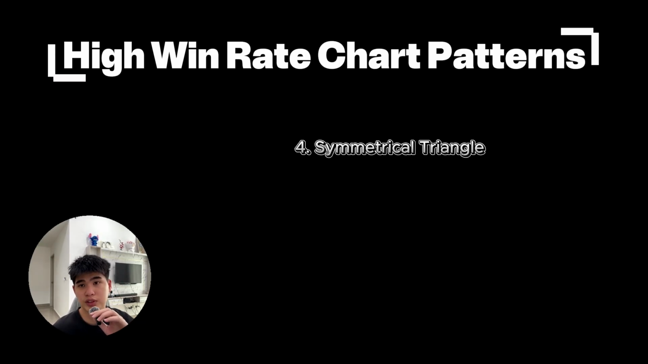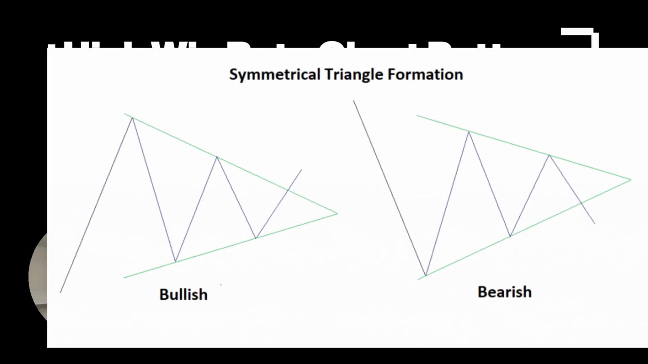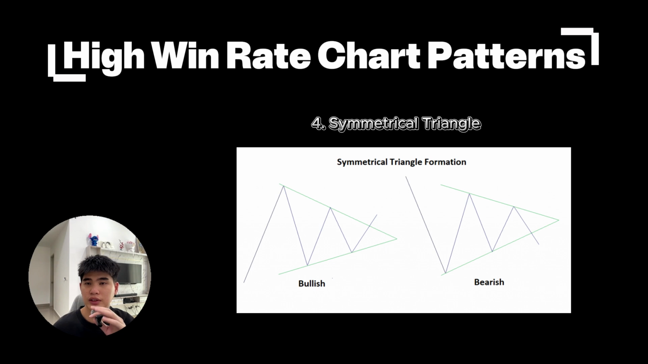Number four, the symmetrical triangle. Basically it's a triangle that looks equal, and for this, it's very simple. As long as the price breaks in either one of the directions, that's where we are going. If it breaks down, go for a sell. If it breaks up, go for a buy.